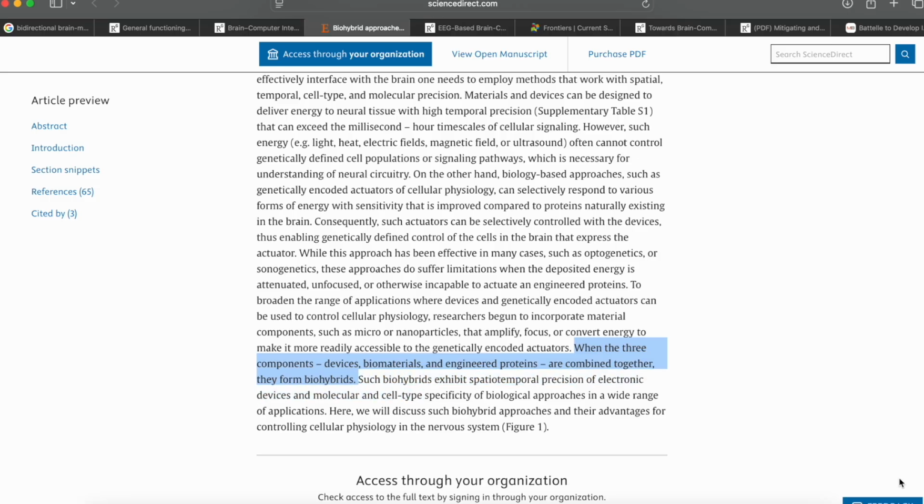When the three components, devices, biomaterials, and engineered proteins, are combined together, they form biohybrids. Such biohybrids exhibit the spatial-temporal precision of electronic devices and the molecular and cell-type specificity of biological approaches in a wide range of applications. Here, we will discuss such biohybrid approaches and their advantages for controlling cellular physiology in the nervous system.